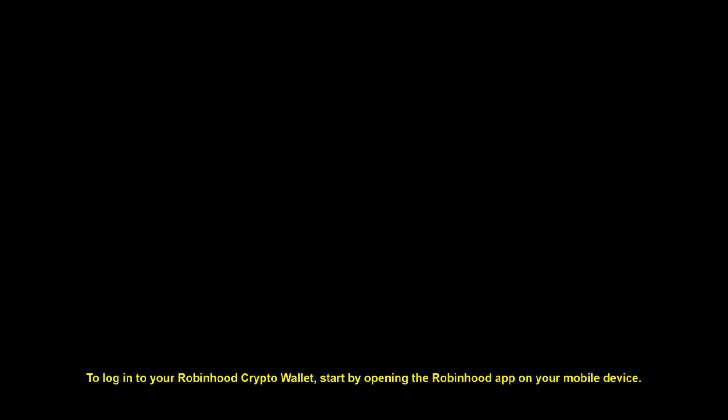To log into your Robinhood Crypto Wallet, start by opening the Robinhood app on your mobile device. If you don't have the app, download it from the App Store or Google Play Store. Once the app is installed, tap to open it. On the main screen, locate the login button and tap it.